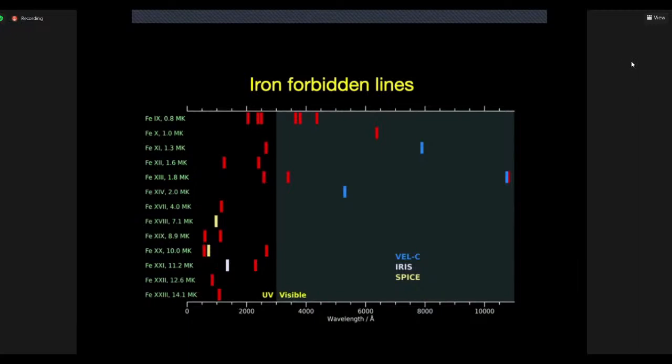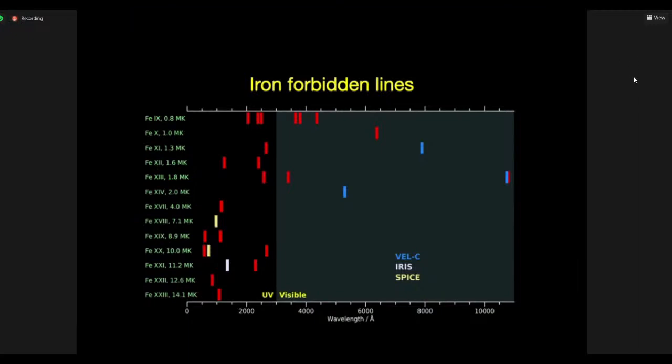The lines in the far ultraviolet around 500 to 1,500 angstroms are also convenient, as they can be observed simultaneously with cooler lines from the chromosphere and transition region. Examples include the iron 21 1354 angstrom line observed by IRIS, and also there are 2 lines observed by SPICE on Solar Orbiter. These lines are indicated on the plot in different colors.